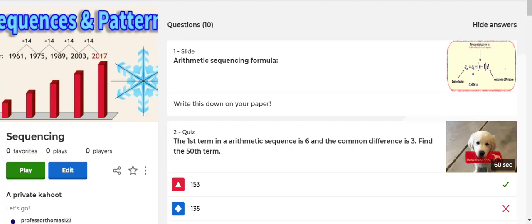All right, arithmetic sequencing formula. If you look over here, boom, it's a sub n equals a sub 1 plus brackets n minus 1 times d. What does that even mean?